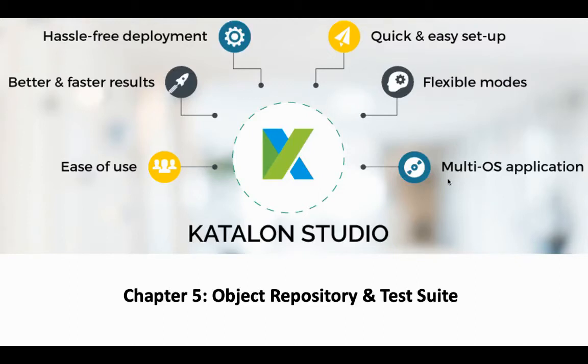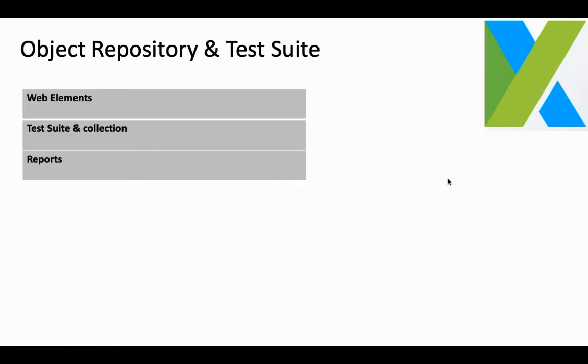In this chapter, we are going to deep dive into the object repository and test suite. When we deal with the object repository, we will see how the web elements are stored in the object repository and what the different attributes are. Along with that, we will see how a test case can be called from a test suite or a test suite collection to generate reports in various formats.